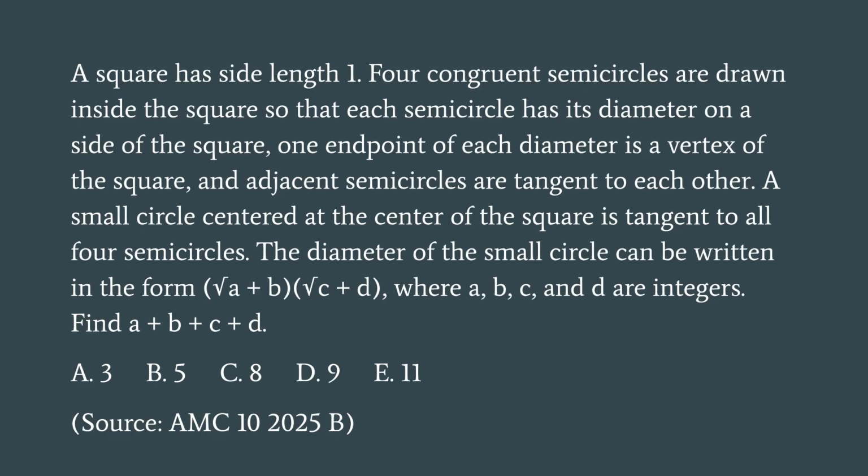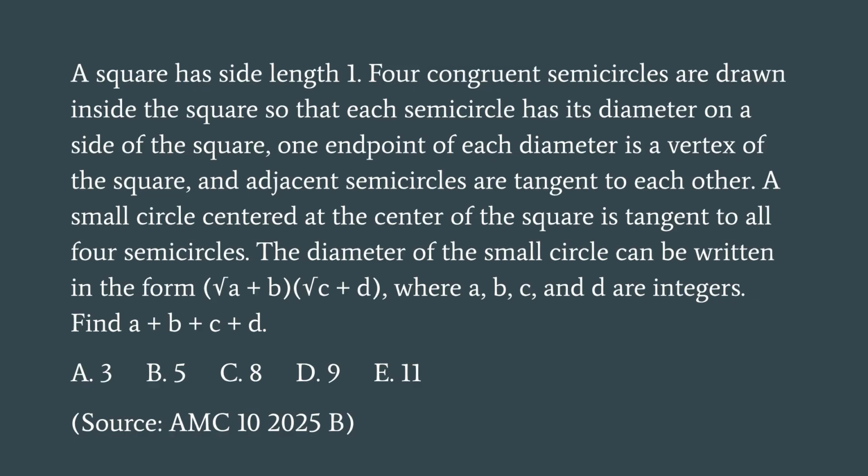A square has side length 1. Four congruent semicircles are drawn inside the square so that each semicircle has its diameter on a side of the square. One endpoint of each diameter is a vertex of the square, and adjacent semicircles are tangent to each other. A small circle centered at the center of the square is tangent to all four semicircles.